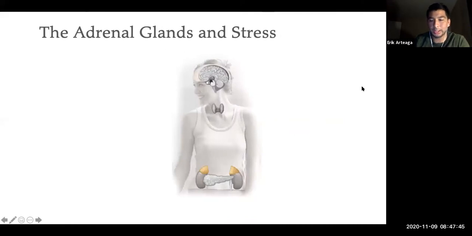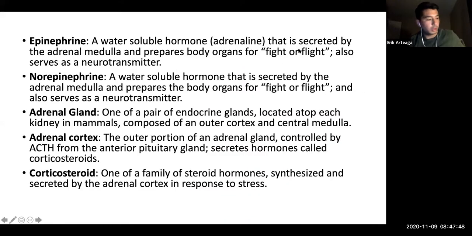Okay, so the adrenal glands and stress. So epinephrine, this is a water-soluble hormone, adrenaline, that is secreted by the adrenal medulla and prepares body organs for fight and flight responses. Also serves as a neurotransmitter, okay? Norepinephrine, this is also found in the EpiPens, okay, epinephrine. So fight or flight, again, I'll explain that in a minute, but norepinephrine, we'll just get through everything. A water-soluble hormone that is secreted by the adrenal medulla and prepares the body organs for fight and flight, and also serves as a neurotransmitter. Okay.